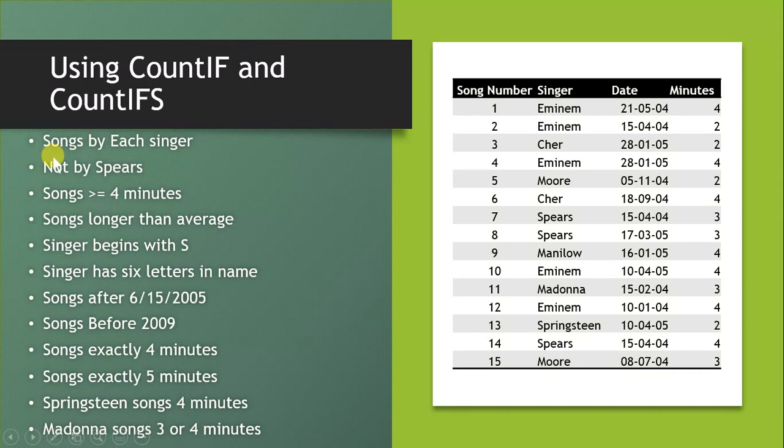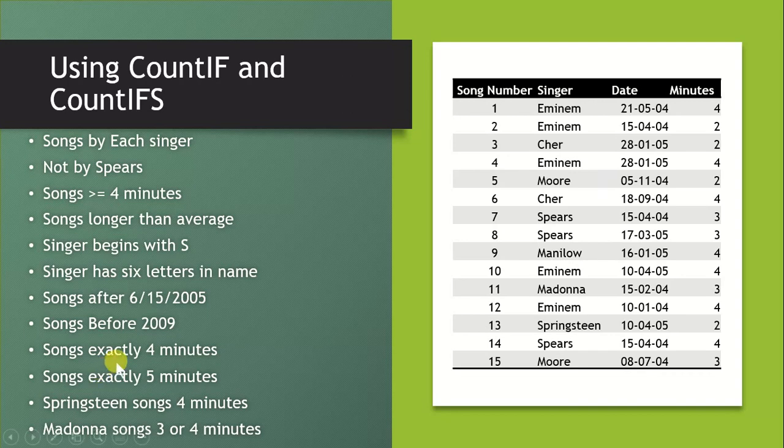So we can have questions like count the number of songs by each singer. So how many songs have been sung by Spears? We have to count this. Fine. Not by Spears. So we want to count all the songs which are not by Spears. Songs greater than or equal to 4 minutes, songs less than average, singer begins with S. We want to identify a singer whose name begins with S. Singer has 6 letters in the name. So I want to identify all the singers with 6 letters in the name.